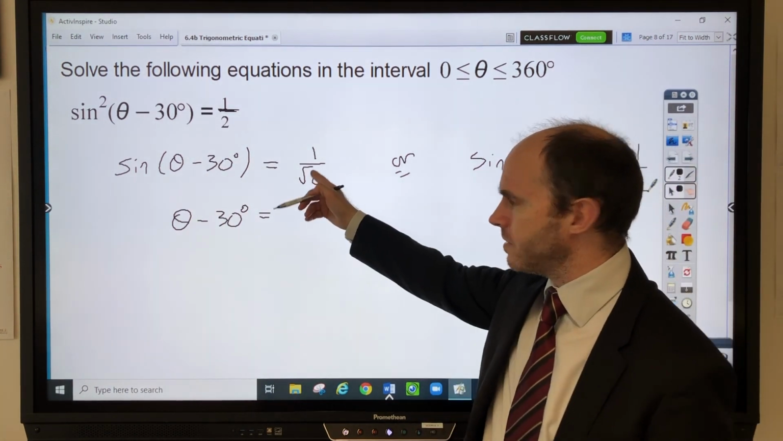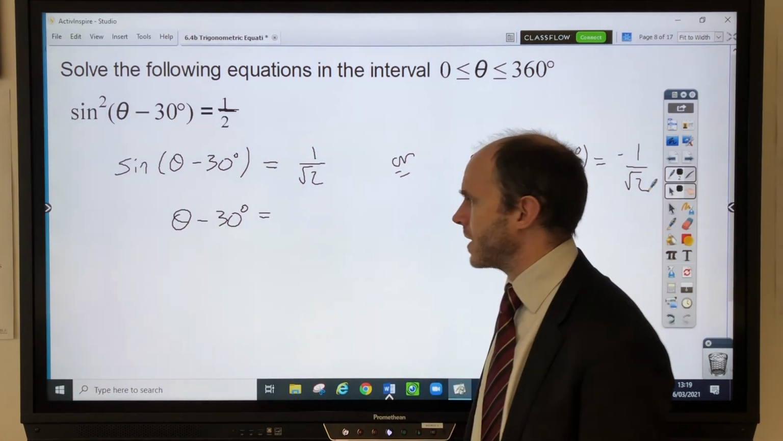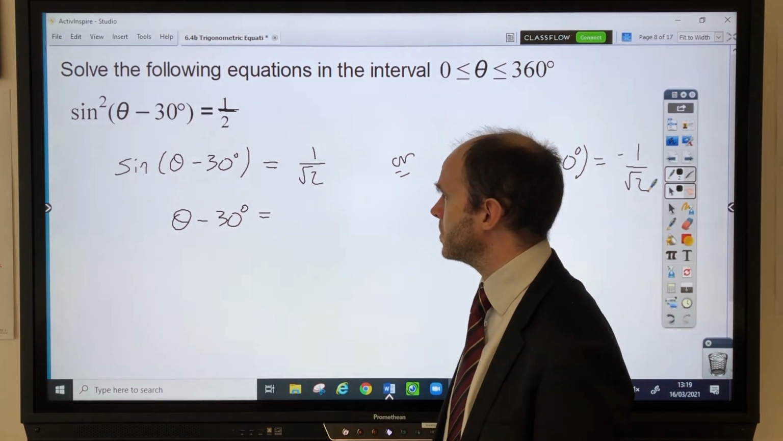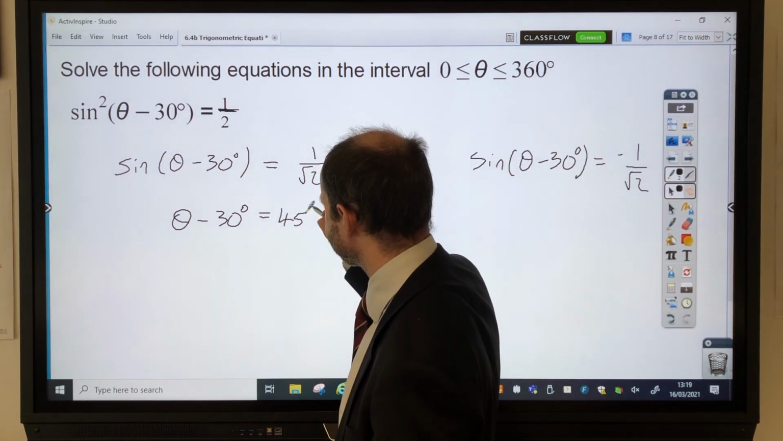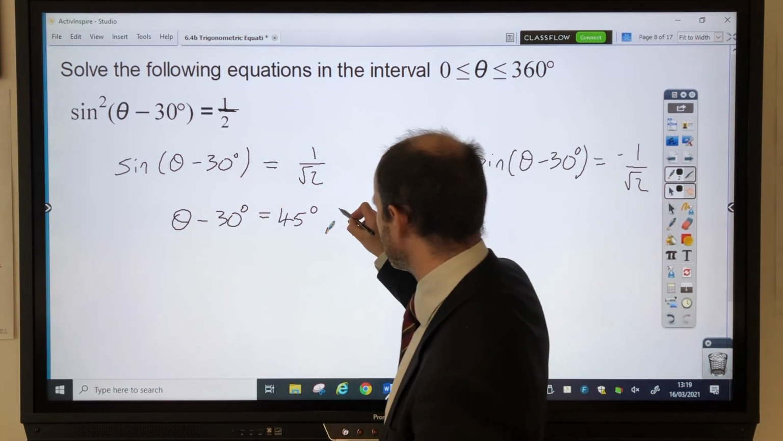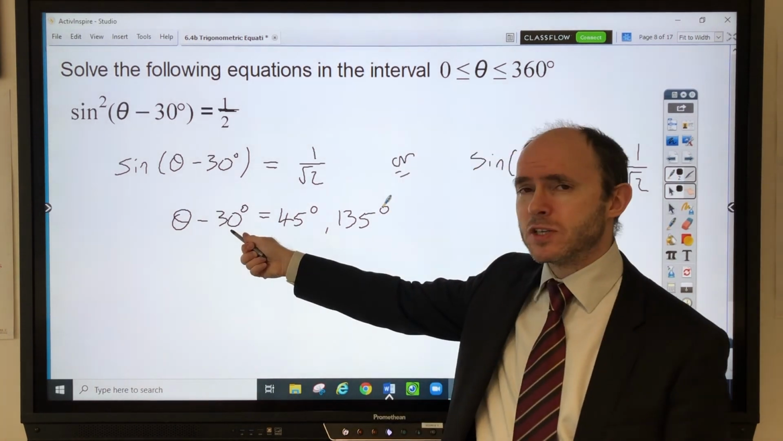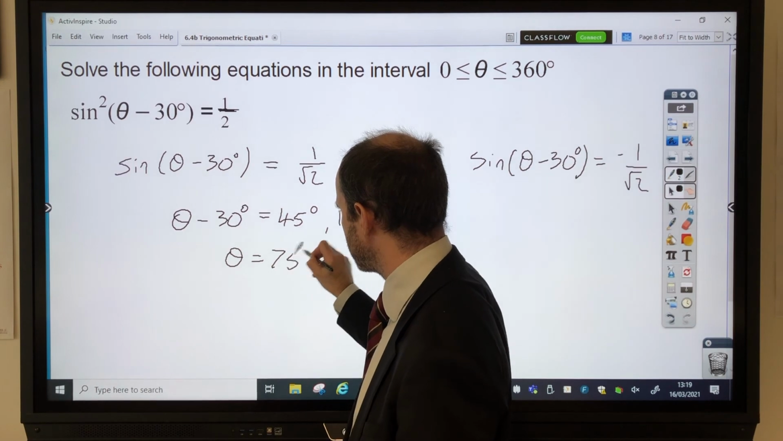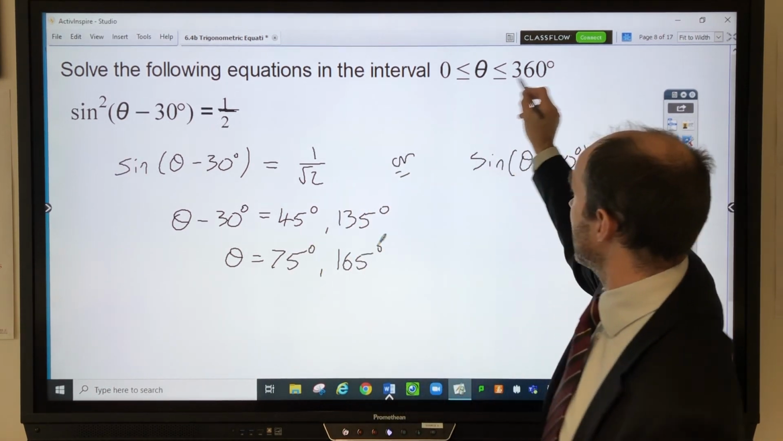So this one here, 1 over root 2, maybe you can memorise that. Maybe you remember that sine of 45 degrees is 1 over root 2, or root 2 over 2. So the first answer is going to be 45 degrees. And the next answer, subtract that from 180, so that would be 135 degrees. Okay, let's just check. When you add on 30 degrees to get your final answers, we'll get 75 degrees, or we'll get 165 degrees, and that ties in nicely with that.